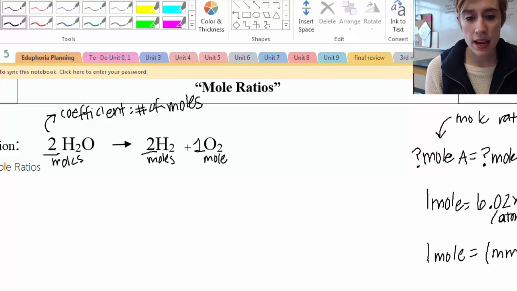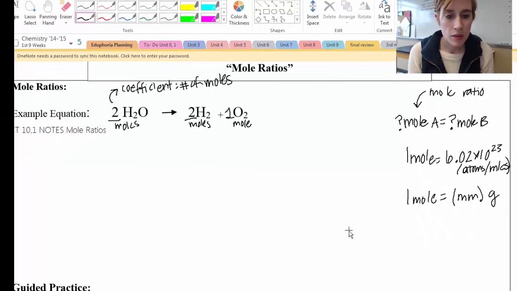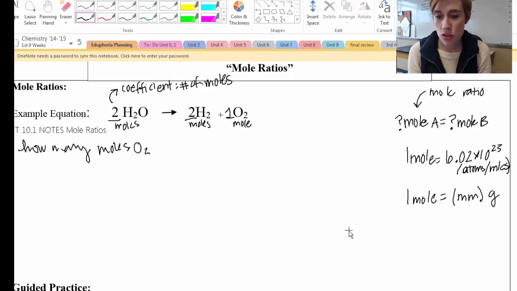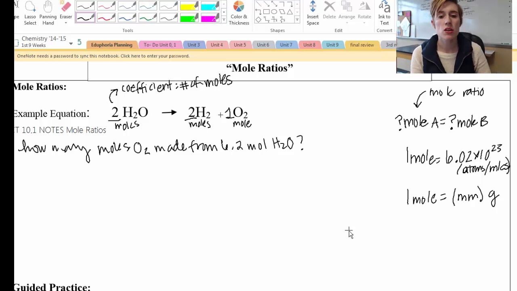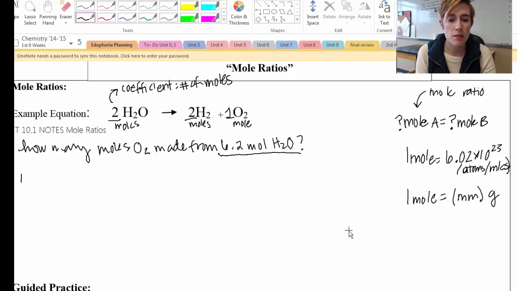So let's say I gave you guys a question and I said, how many moles of O2 are made from 6.2 moles of water? Well, in our equation, we used 2 moles of water. In this equation, we're not using 2 moles of water, we're using 6.2 moles of water. So I'm going to set up my given with the only number that I'm really given, and that's 6.2 moles of water. That's my given over 1.